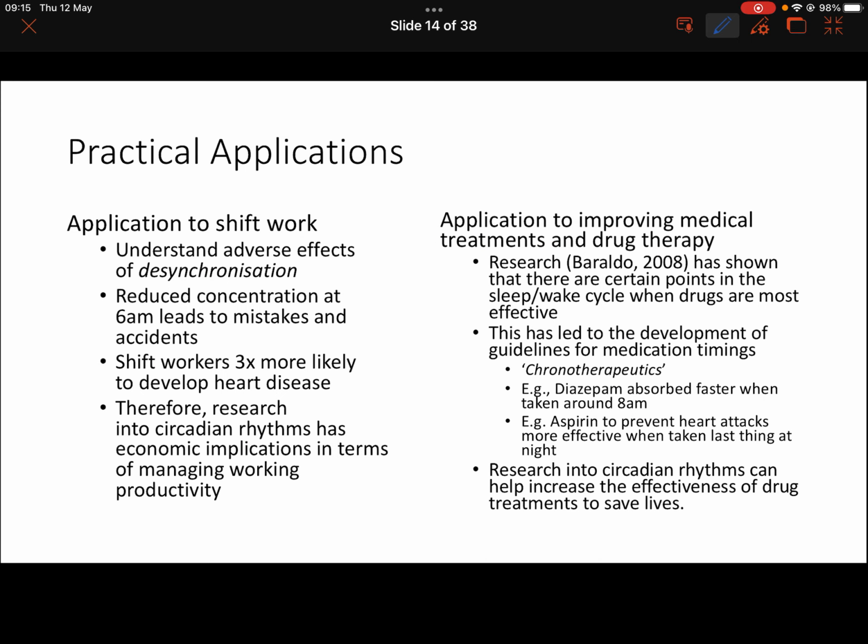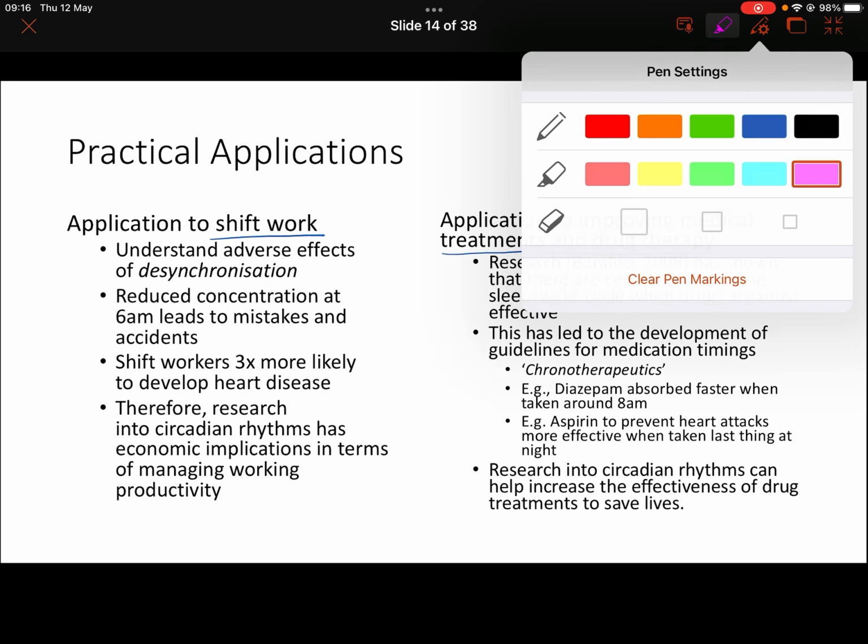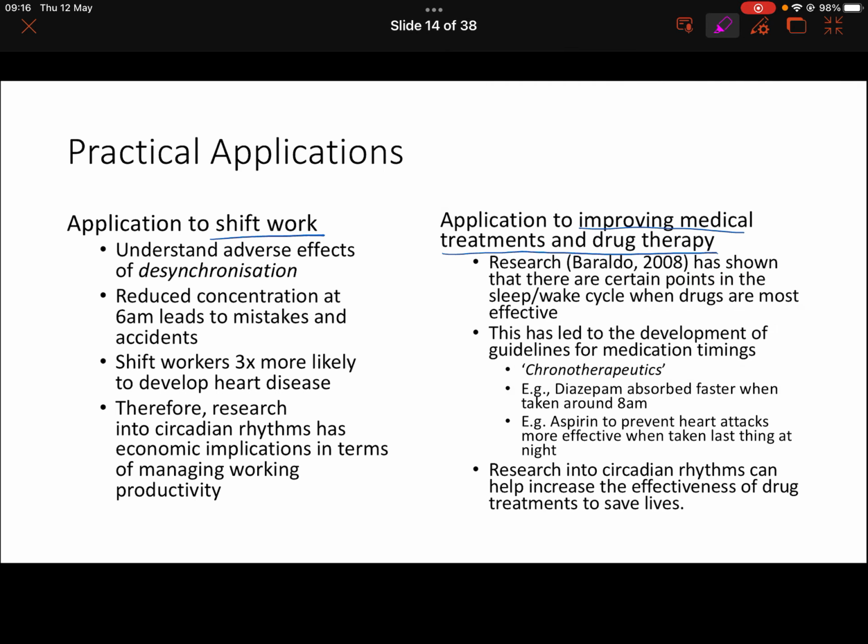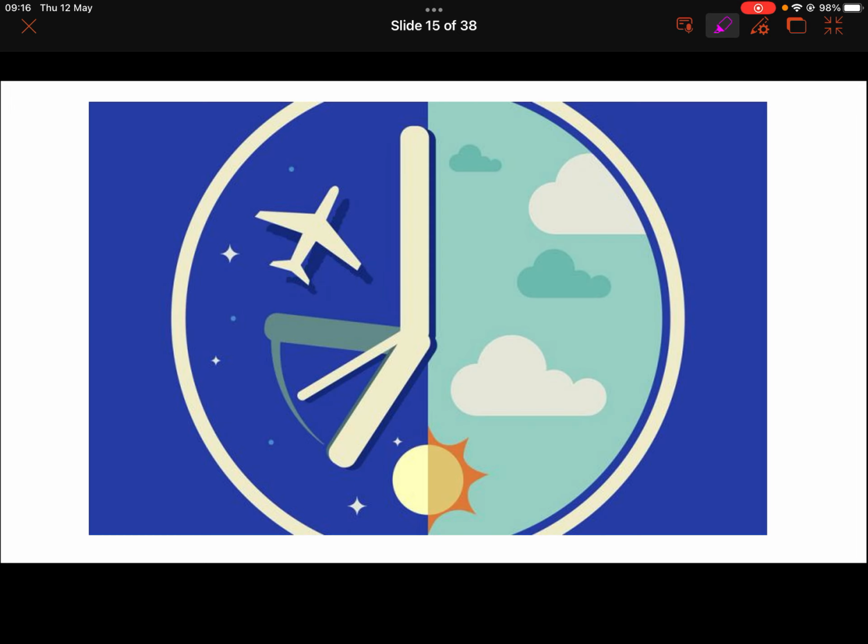And finally, I just want to end on practical applications. Our understanding of circadian rhythms has been really influential in 2 key areas, in terms of our understanding of shift work and also in terms of improving medical treatments, in particular drug therapy. By understanding circadian rhythms, we're able to understand the adverse effects of desynchronization. You will have experienced these effects yourself. If ever you've been on an international flight where you've crossed time zones, then you will have felt the effects of desynchronization. You will have felt jet lag. And it can absolutely wipe you out.